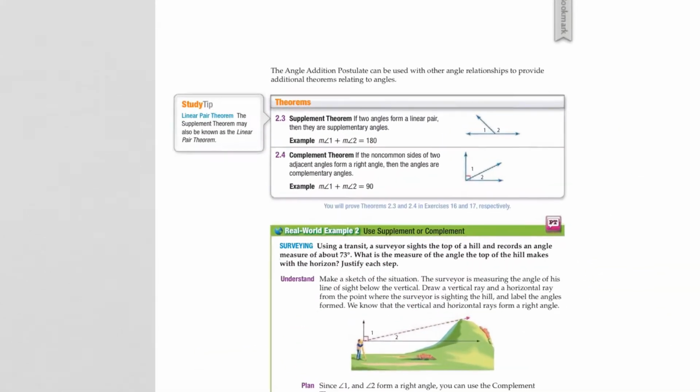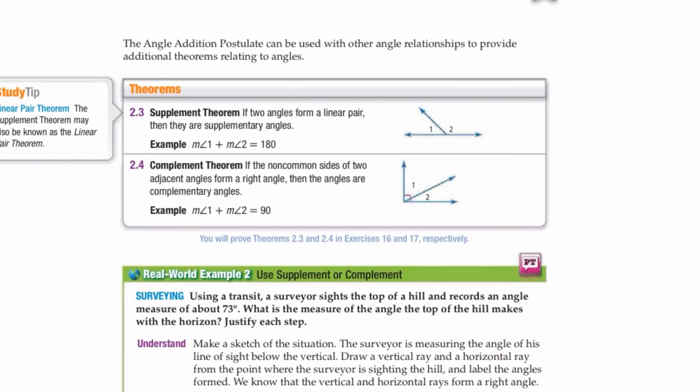The next page says the angle addition postulate can be used with other angle relationships to provide additional theorems relating to angles. Well, the supplement theorem. We already know this one, right? But now it's a theorem. I kind of told you this last time.